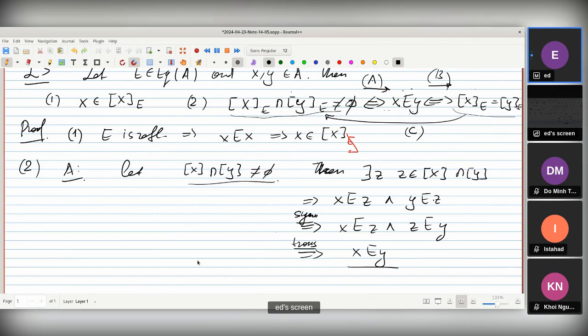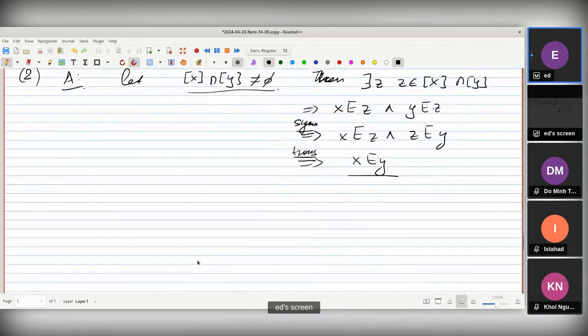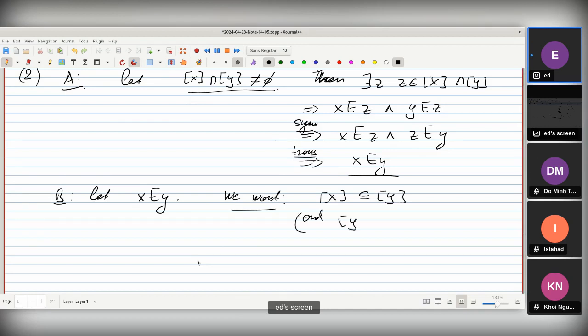So from this one to this one. If X is equivalent to Y, then the classes are equal. B. Assume that X and Y are equivalent. We want to prove that two sets are equal. So we want to prove that anything equivalent to X is also equivalent to Y. And of course, vice versa. Everything equivalent to Y is also equivalent to X.